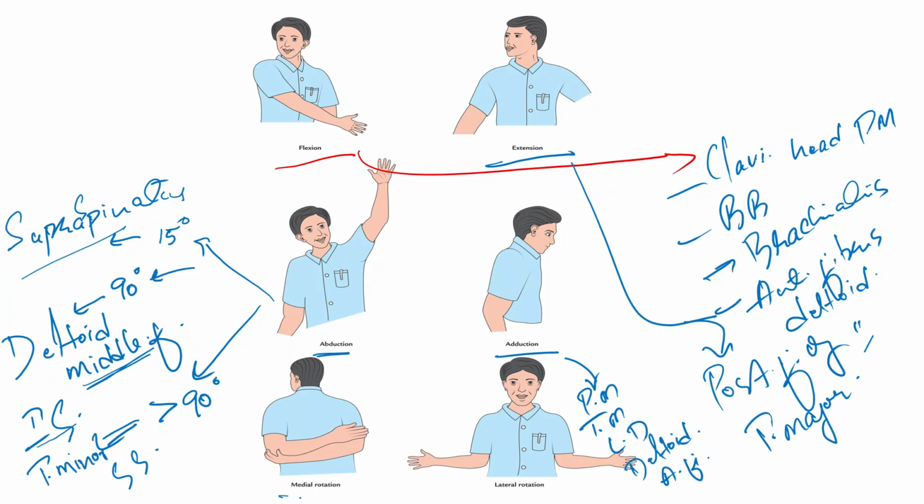So the medial rotation and lateral rotation. The medial rotation is contributed mainly by the anterior fibers of the deltoid, along with the pectoralis major and the teres major, and the lateral rotation is mainly contributed by the posterior fibers of the deltoid along with the infraspinatus and the teres minor. So these are the muscles causing the various movements of the shoulder joint.